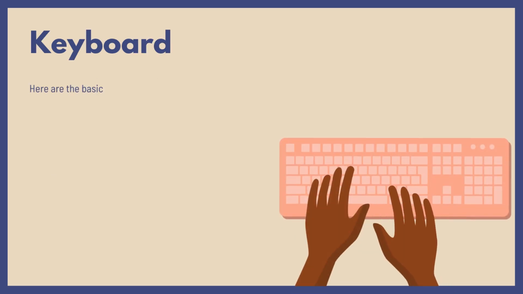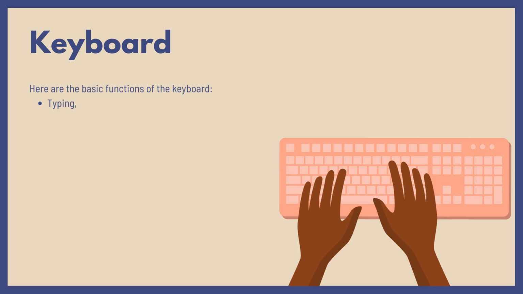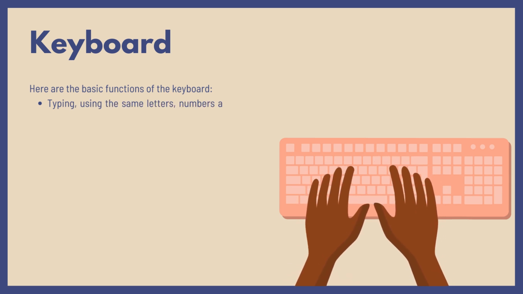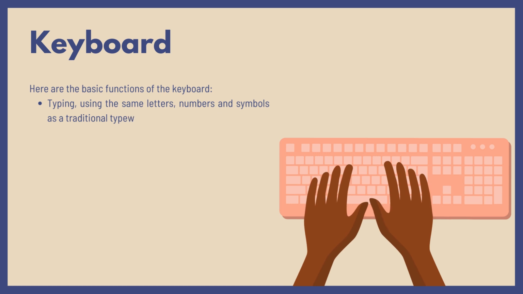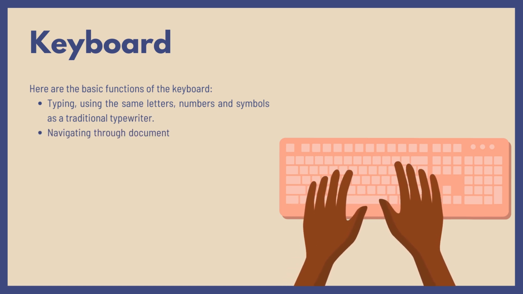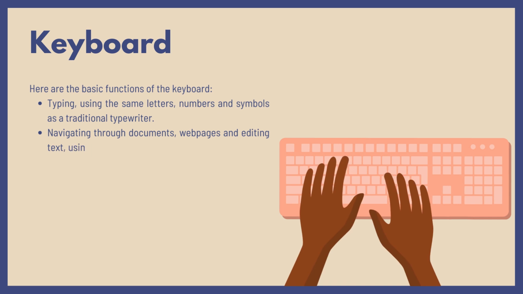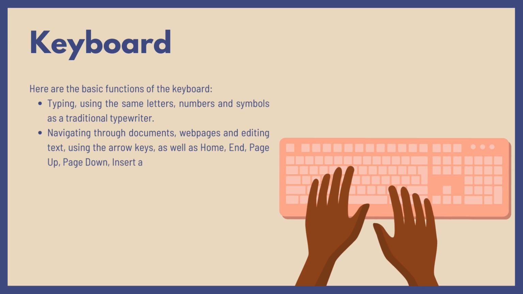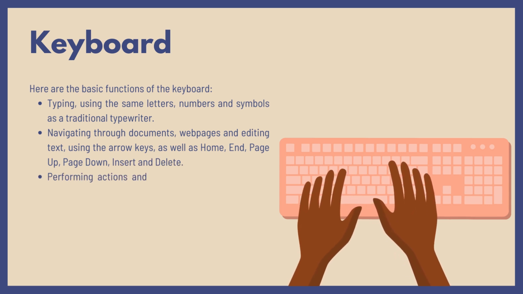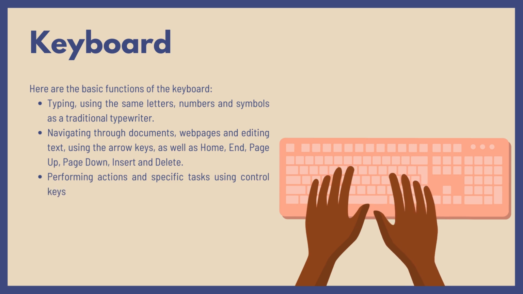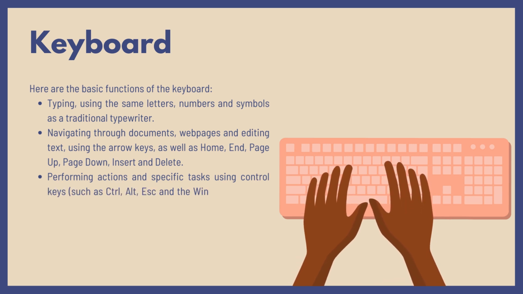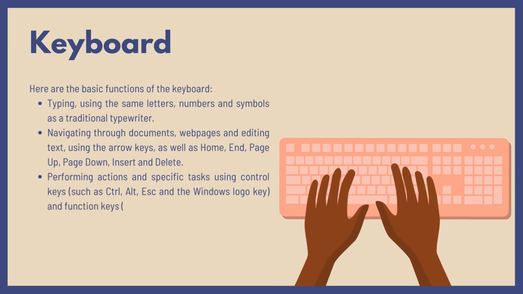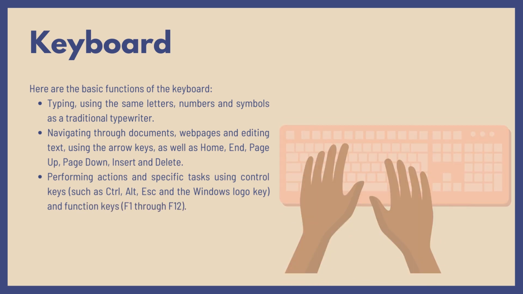Keyboard. Here are the basic functions of the keyboard. Typing, using the same letters, numbers, and symbols as a traditional typewriter. Navigating through documents, web pages, and editing text, using the arrow keys, as well as Home, End, Page Up, Page Down, Insert and Delete. Performing actions and specific tasks using control keys, such as Control, Alt, Escape and the Windows logo key, and function keys, F1 through F12.